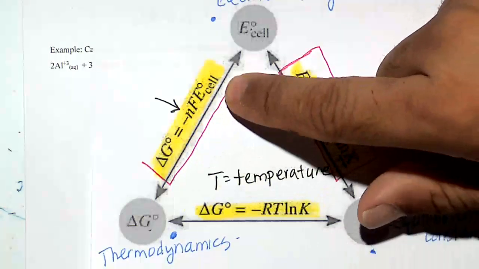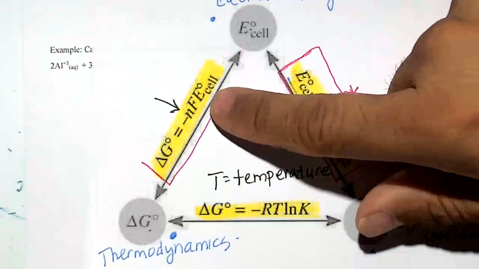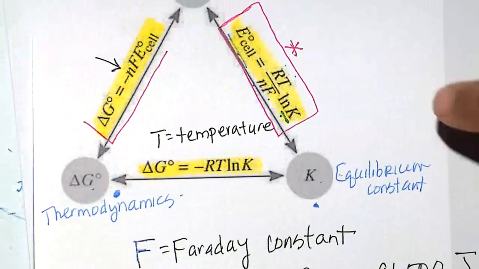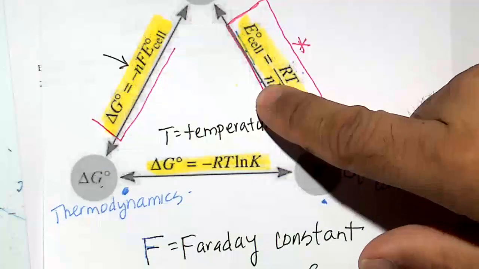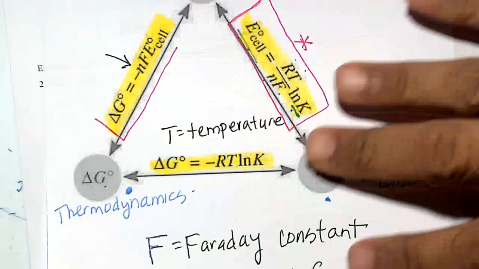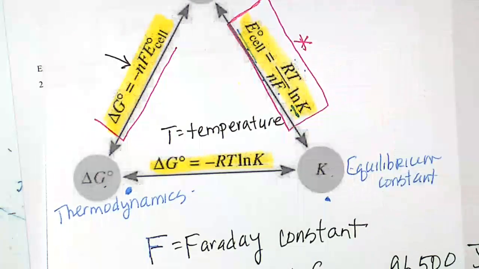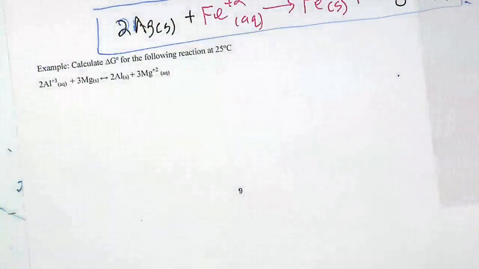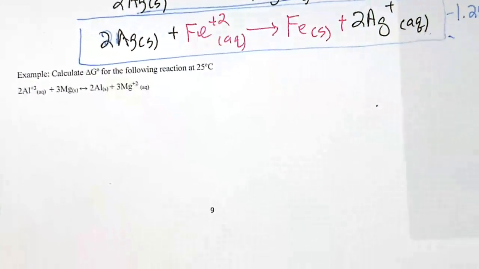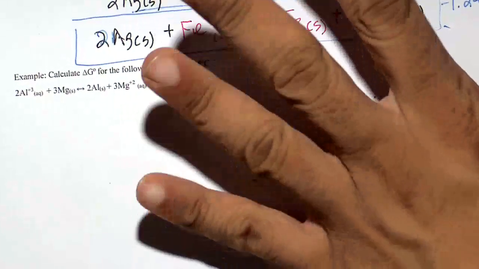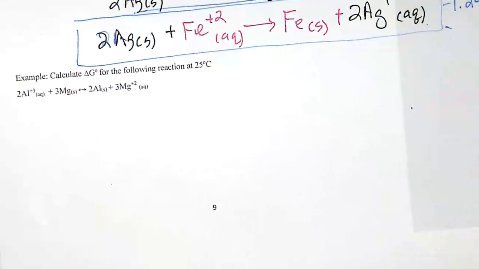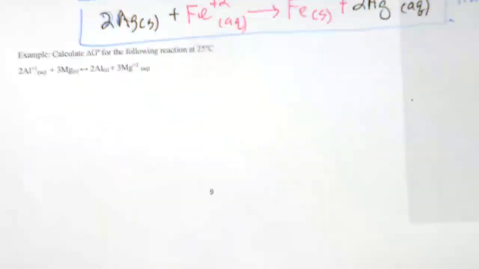Okay, this is the free energy. This is the E of the cell. F is a constant that's listed here. Okay, N is the number of moles of electrons that are transferred in the redox reaction. So all of these equations will be given to you on the test. So with that, we have to choose the right equation to do the problem. So this should be a same theme as the problem we did on Friday. So let's go ahead and do that.